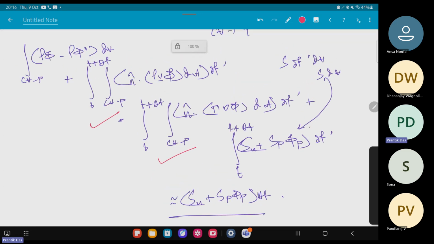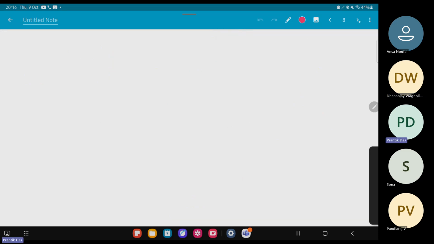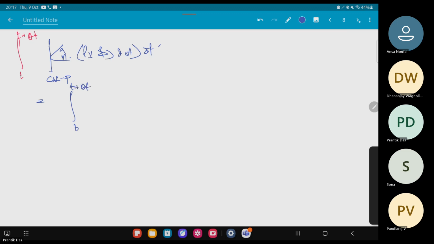So are you okay until now? Okay, so going to the discretization of the convection term over t to t plus delta t, the integral of n cap dot rho v phi dA dt prime is basically equal to the integral from t to t plus delta t of the sum over i equals 1 to 3 of n_i cap dot rho v phi delta A_i dt prime.